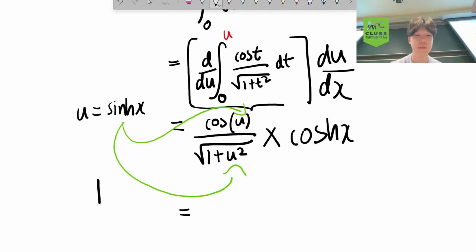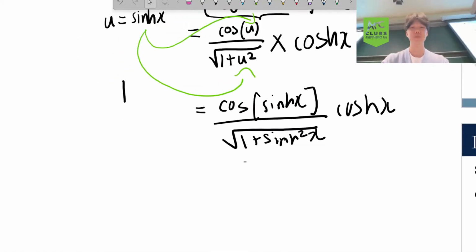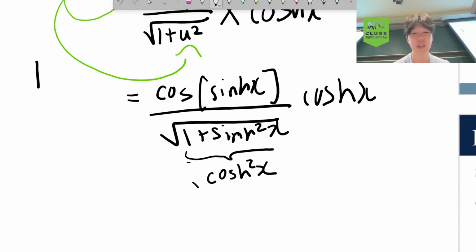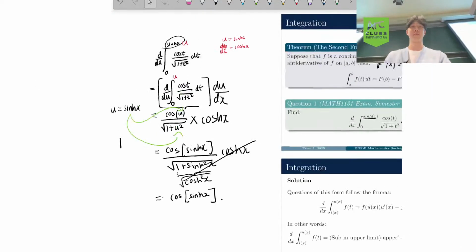So doing that, we get cos of sine x becomes root 1 plus sine squared x, plus x. And from our identities, 1 plus sine squared x is just the same thing as cos squared x. Now if you root that, you get cos x. So we can actually just cancel the top and bottom from just our hyperbolic trig identities. So all we're left with is the cos of sine of x as our final answer.